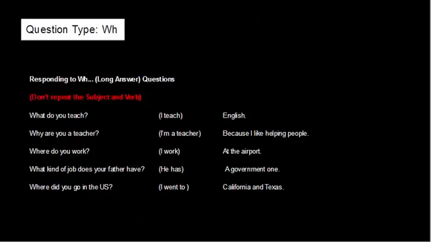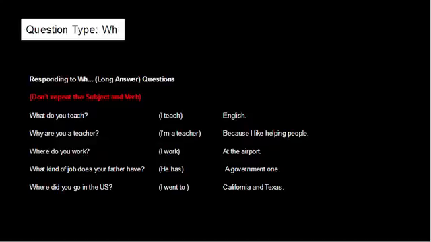And how do we answer these questions? What do you teach? Don't repeat the subject and the verb. I teach. You can just say English. This is conversation. So don't repeat the subject and the verb, or, of course, to emphasize you can do this. But why are you a teacher? Because I like helping people. If you say, I am a teacher because I like helping people, it's a little bit boring. Where do you work? I work at the airport. Okay, most people would not repeat the subject and the verb.